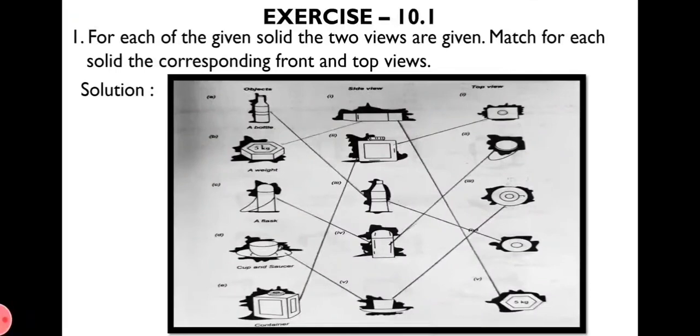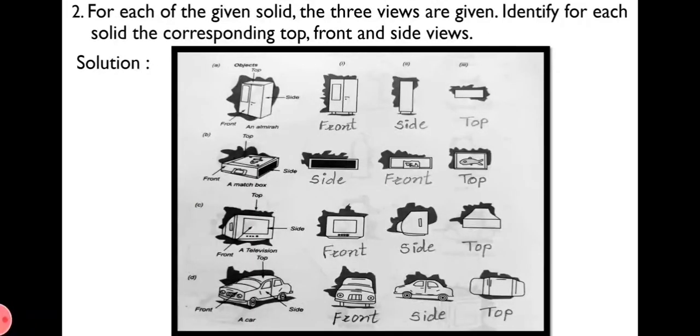Now question number 2. For each of the given solids, 3 views are given. Identify for each solid the corresponding top, front and side views. Now solid objects are given, and in front of them 3 views are also given: top, front and side view. We have to identify which one is the top view, which one is the front view, and which one is the side view.